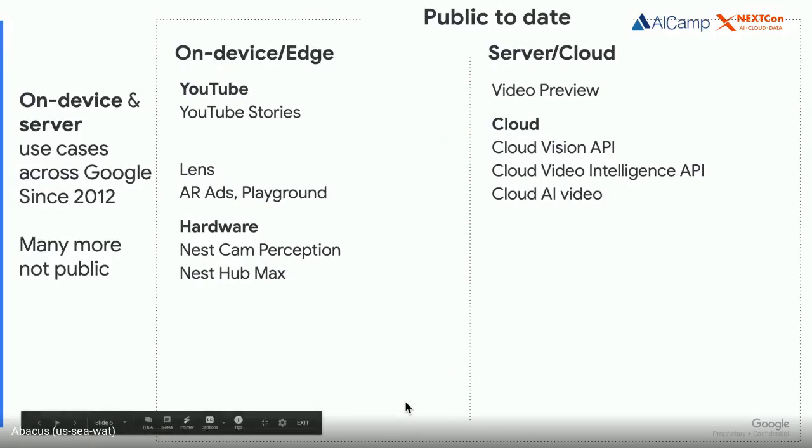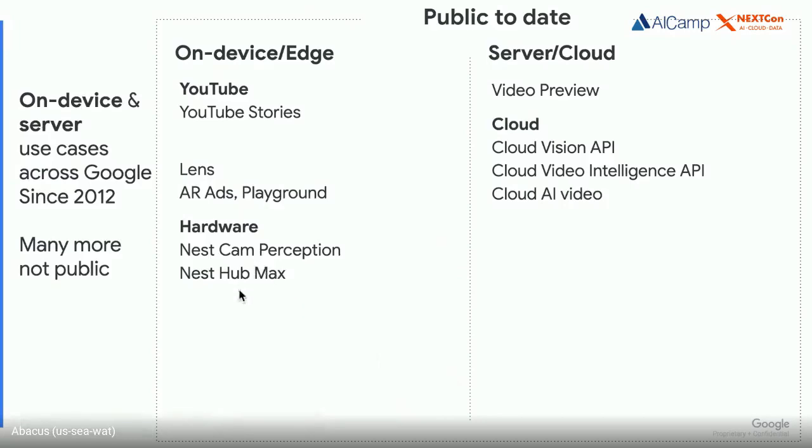As I mentioned, Lens and AR ads are consumers of MediaPipe. I mentioned hardware, the Nest cameras and the Nest home product. And in addition, some of the Google Cloud services are powered by MediaPipe. These cloud services have a MediaPipe configuration and a MediaPipe inference pipeline, which is running inside the cloud service and powering the cloud service.